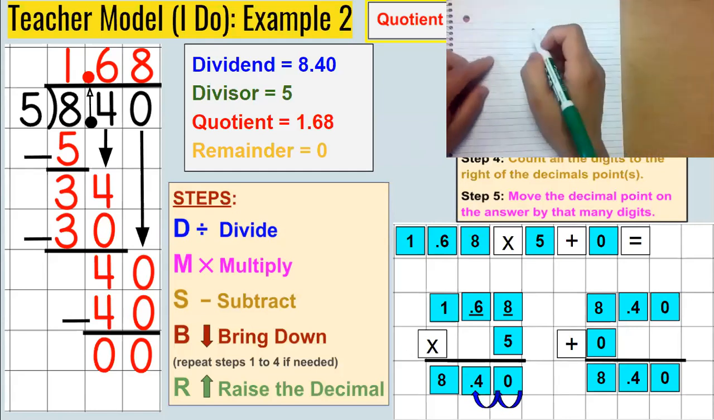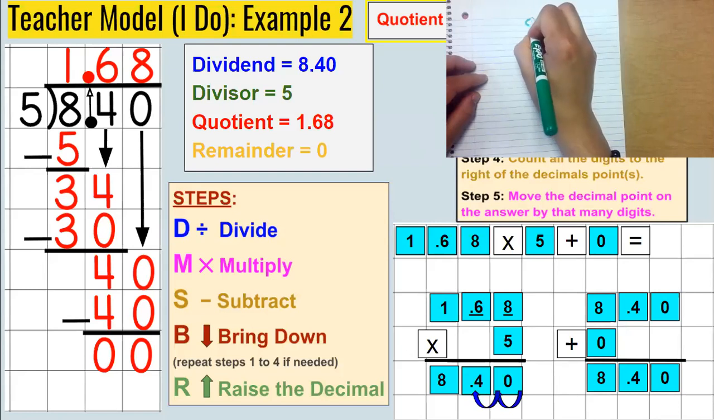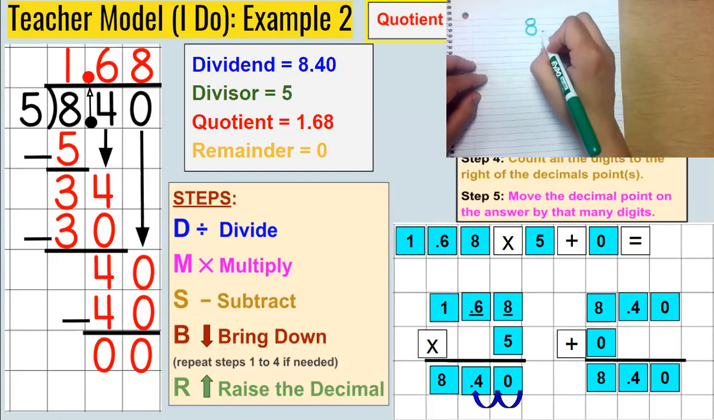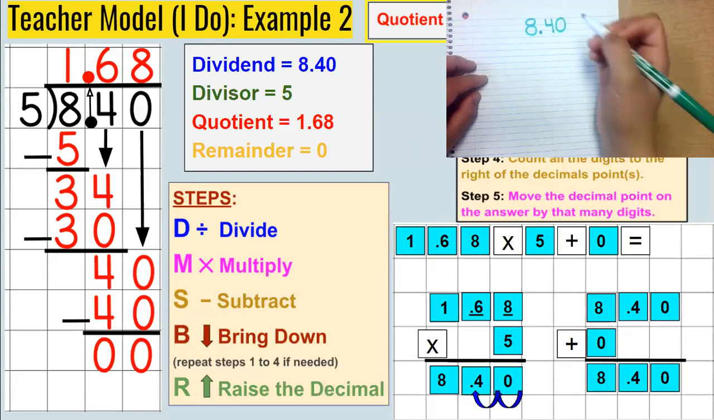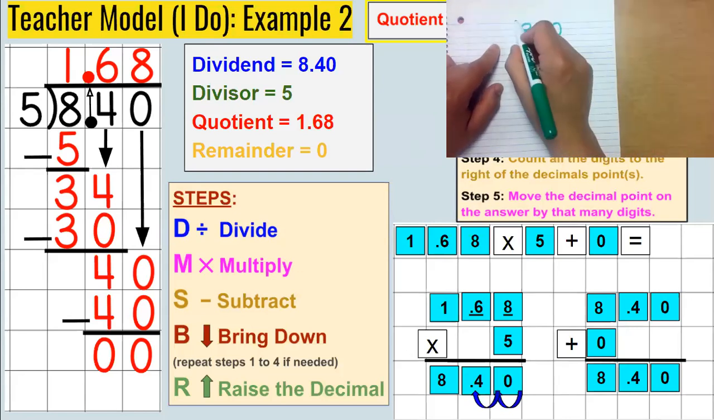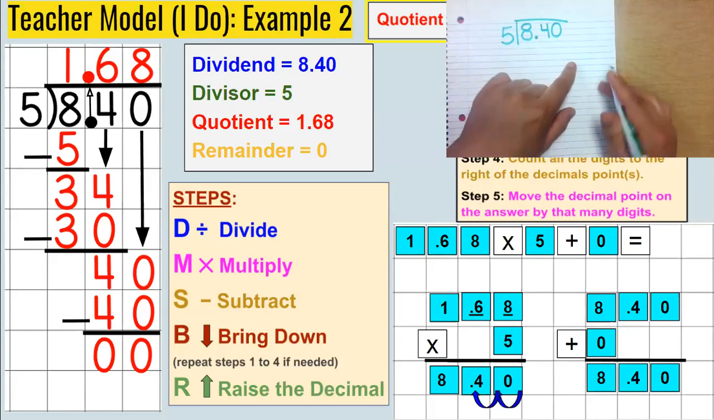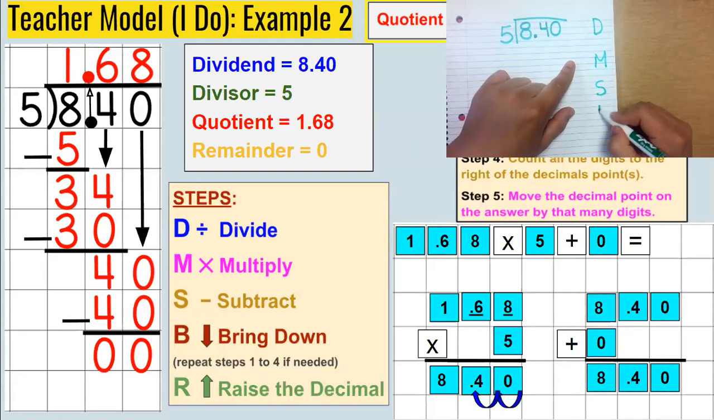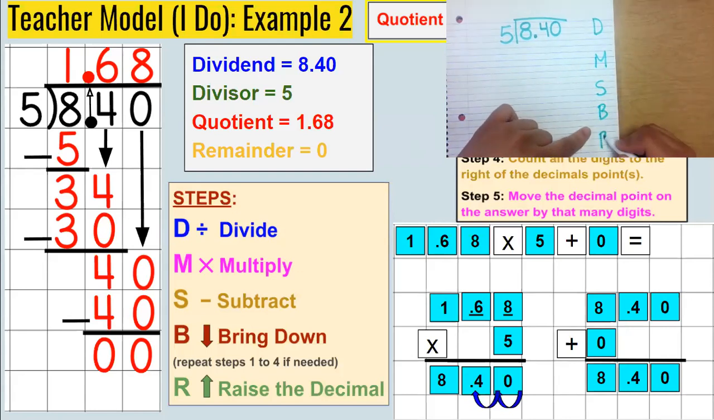So we have a dividend of 8 and 40 hundredths divided by 5. And I'm going to divide, multiply, subtract, bring down, and I'm going to raise the decimal.